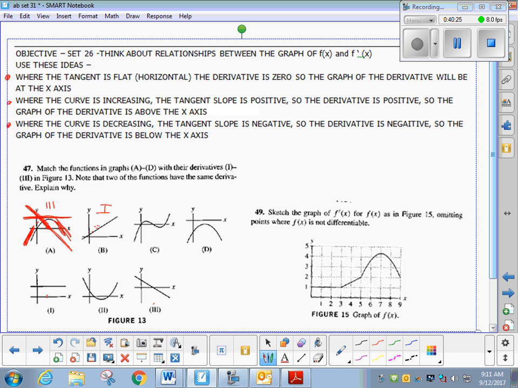This then, flat 2 places. So there should be 2 places where the derivative is 0. I'm looking for a graph with 2 zeros, so 2 x-intercepts. That right there tells me this guy. Furthermore, positive above the x-axis, negative below the x-axis, positive above the x-axis. This is just screaming 2.